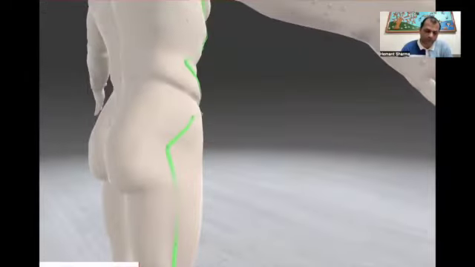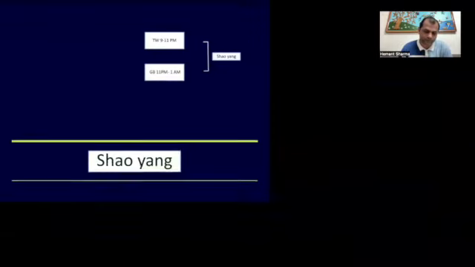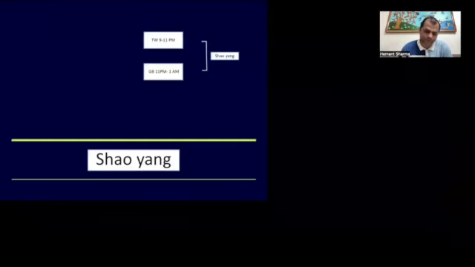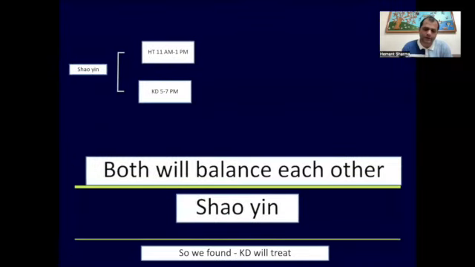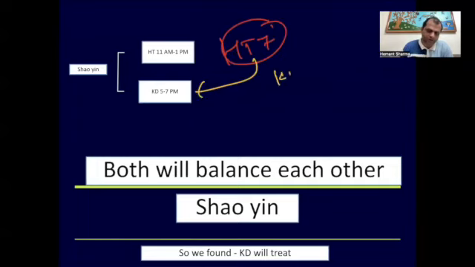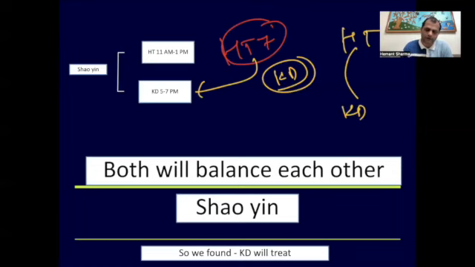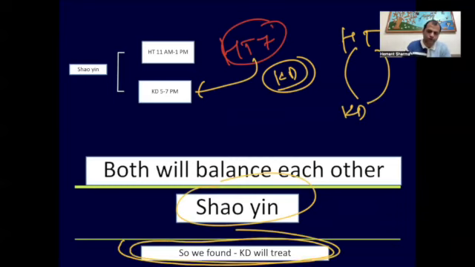Okay, now we are coming back to our concept. What is the concept? Our patient is having pain at the location of heart 7. So who will treat? Kidney will treat. Because heart will balance the kidney and kidney will balance the heart, because both belong to Shaoyin. So wonderful, now we found the kidney meridian is going to treat.